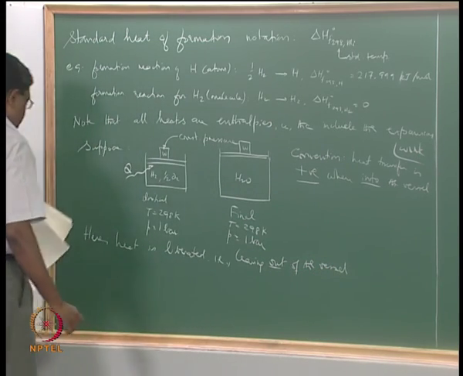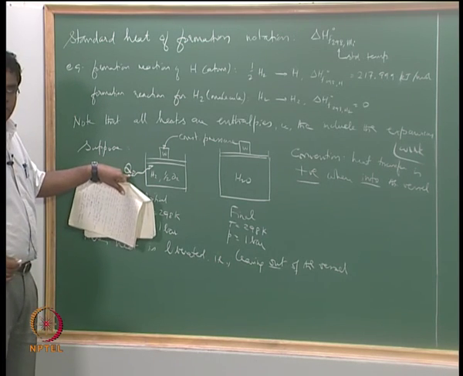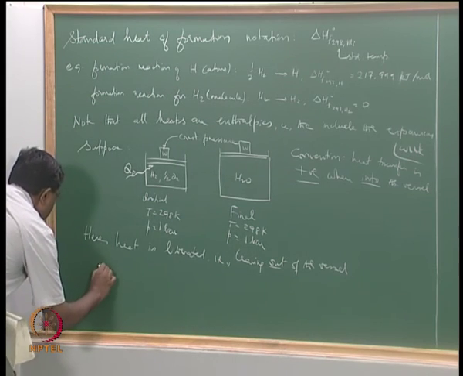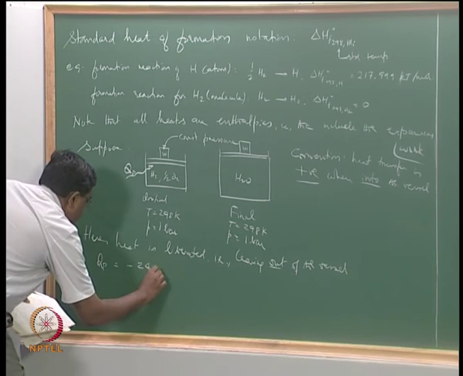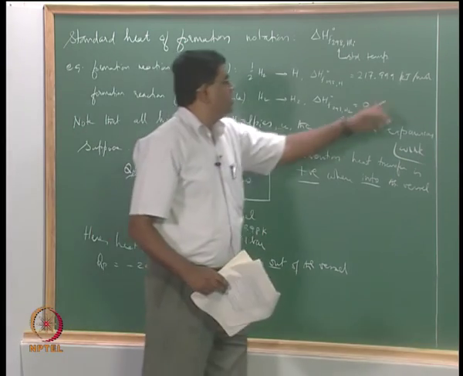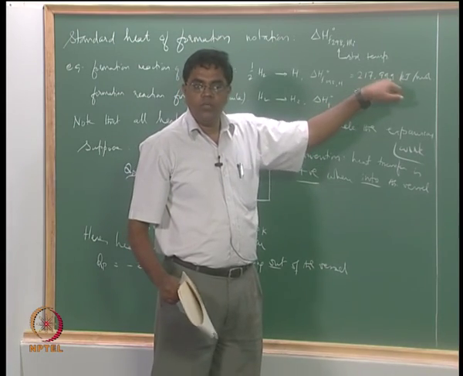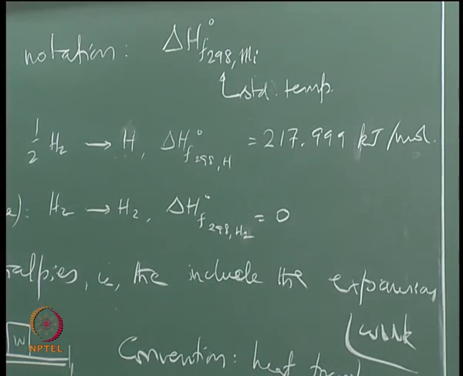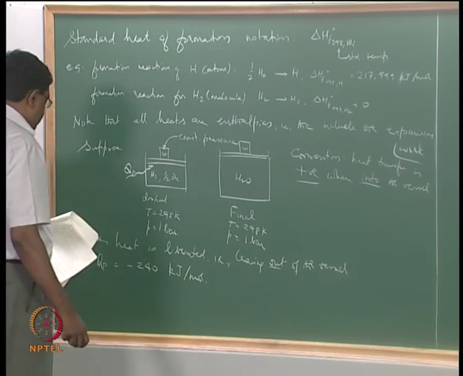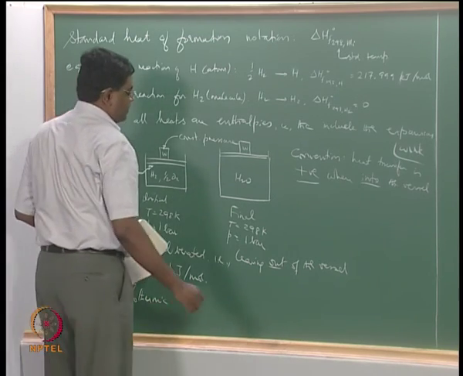And we will also write it as QP. The subscript P for the Q refers to the heat transfer at constant pressure. So QP equals negative 240 kilojoules per mole. When we say per mole, it is actually per mole of what is formed. So in this case it is 1 mole of atomic hydrogen that is formed incurring 217.999 kilojoules. Here we are looking at 1 mole of water that is formed liberating 240 kilojoules per mole. So negative means exothermic, and positive means endothermic.